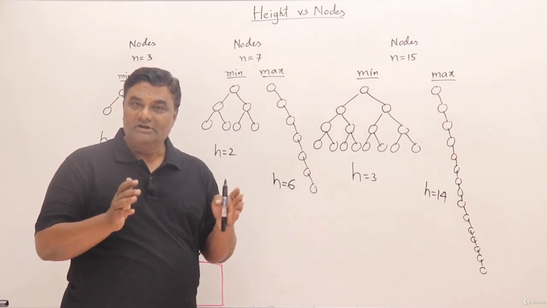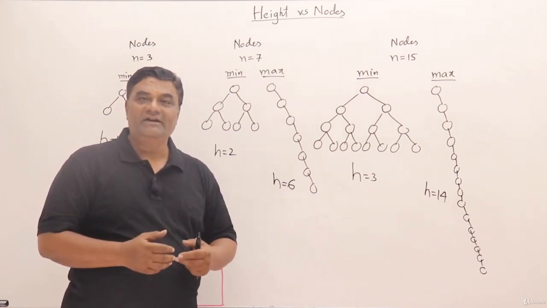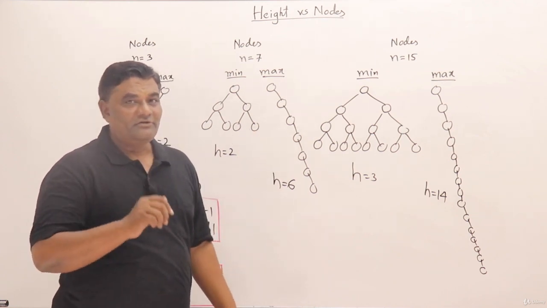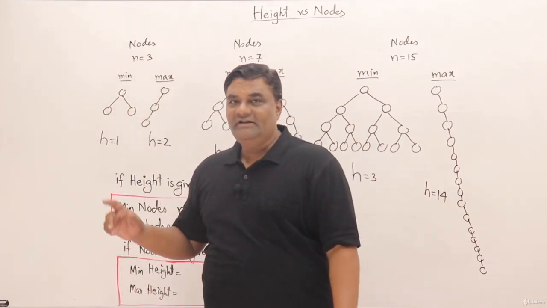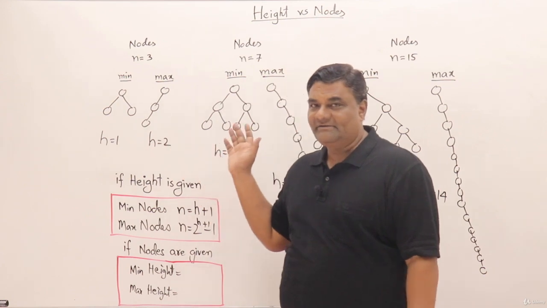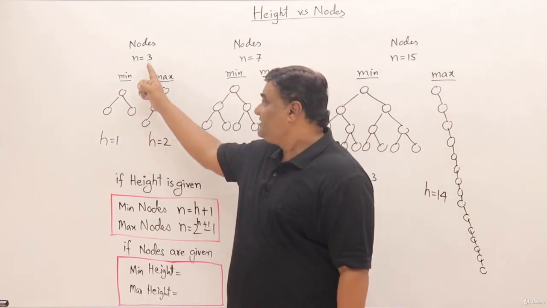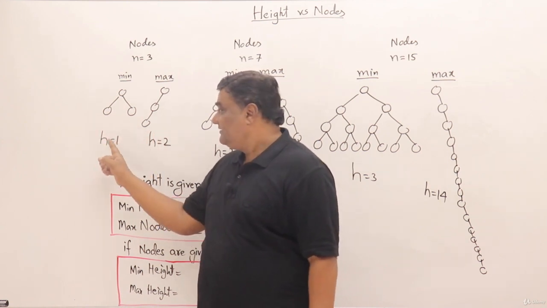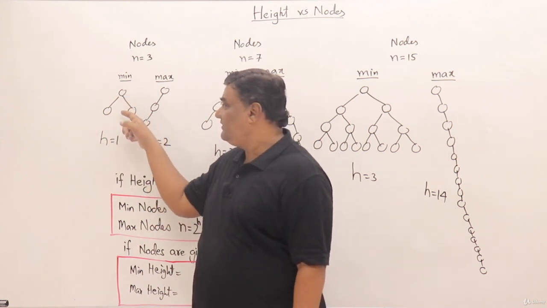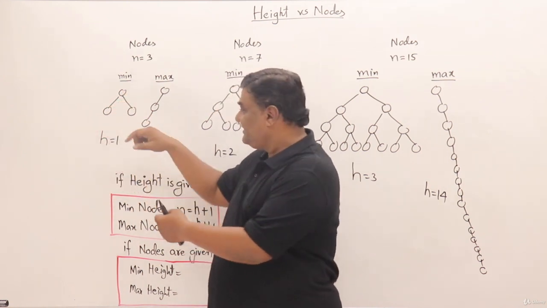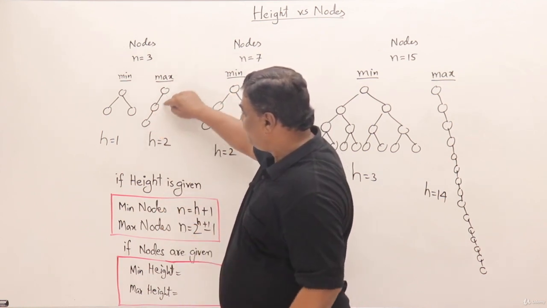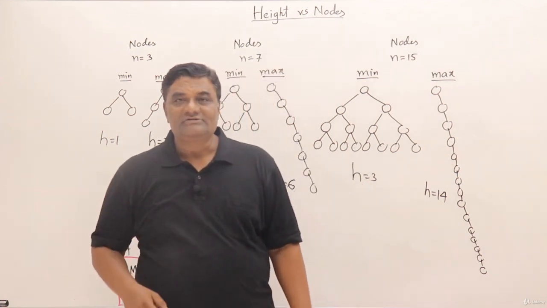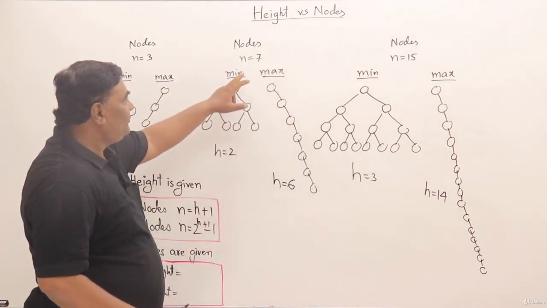Now if the number of nodes is given, we have to find out what could be the minimum height and what could be the maximum height for those number of nodes. Here I have already taken some examples. Using 3 nodes, I can generate a binary tree of minimum height 1. And with that same 3 nodes, I can stretch the height up to a maximum of 2. Next, I have taken an example of 7 nodes.